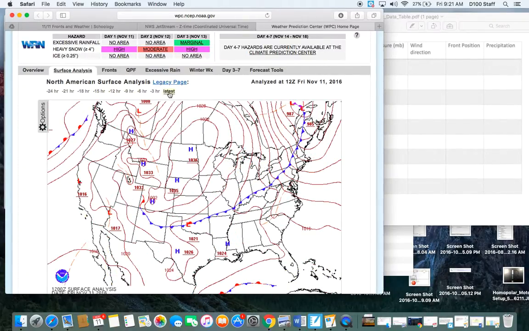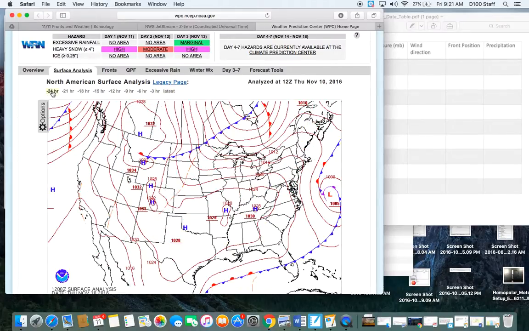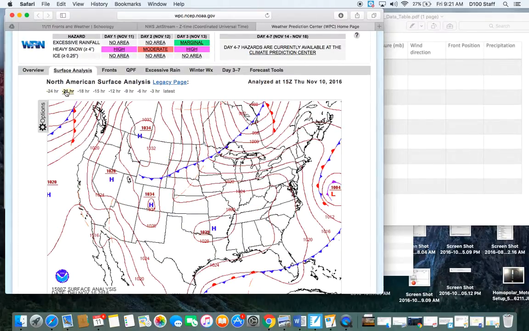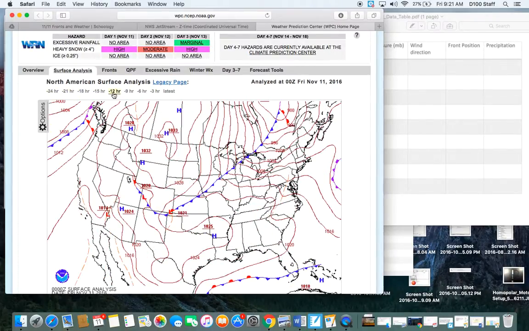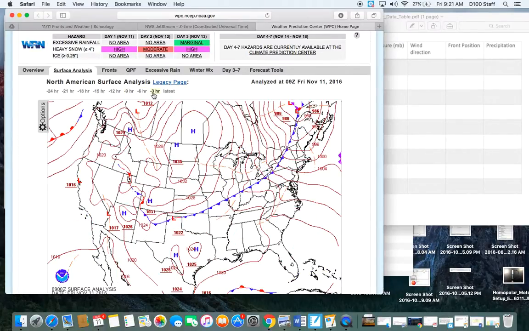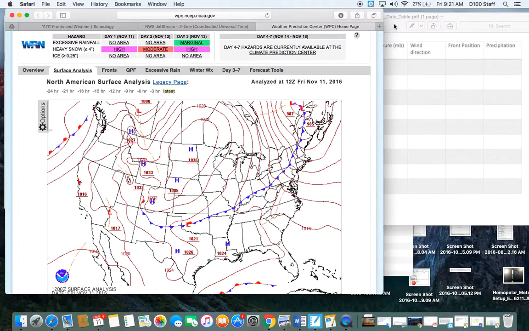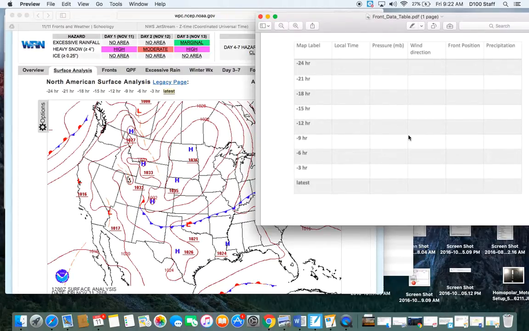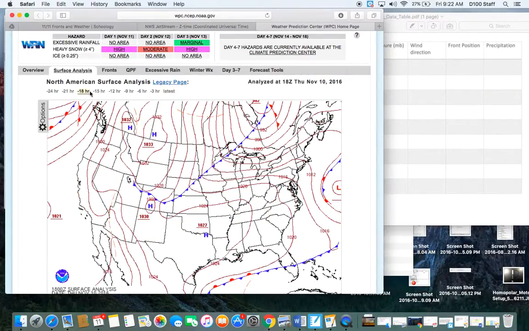period of a day. Okay, let's watch that again. Notice that the cold front starting up here slowly moves its way south and east. Notice what happens with this warm front and cold front as well as we move forward in our time clock. Okay, good. What we'll be doing is filling out a data table that you have attached in Schoology for the local time, the pressure in millibars, the wind direction, the front position, and the precipitation for each of those maps in those 3-hour increments.